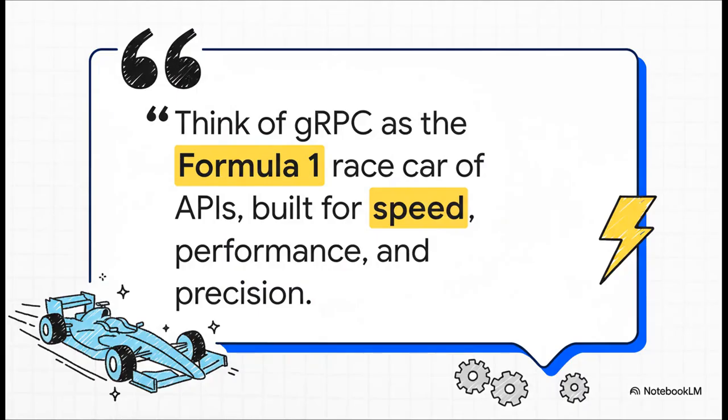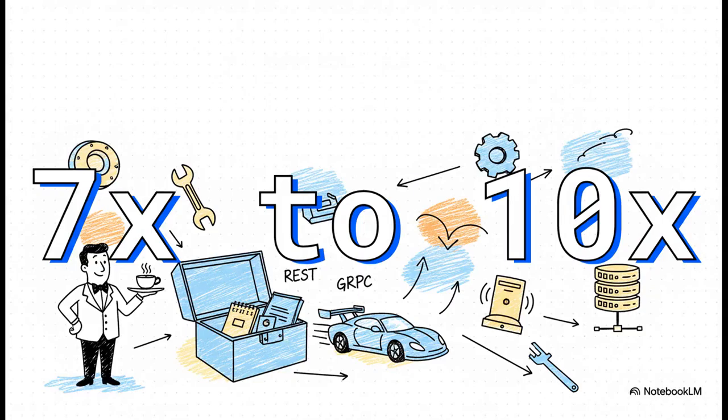All right, now let's talk about a completely different problem. The need for just pure, raw, unadulterated speed. And for this, we have gRPC, which was actually developed by Google. Just think of it as the Formula One race car of APIs, built from the ground up for maximum performance and precision. So just how fast are we talking here?